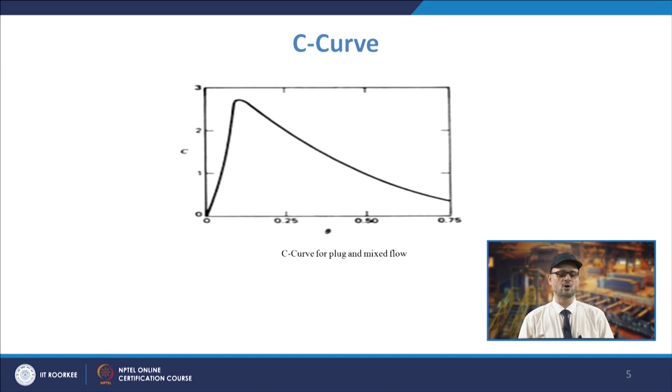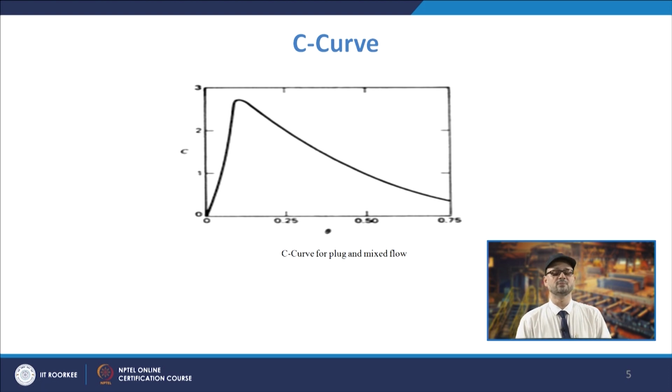Now, this is how the C curve looks for the plug and mixed flow. It starts appearing from here, and then it reaches a peak value, and then it starts decreasing. If you increase this dimensionless time axis to a larger value, it slowly approaches 0.